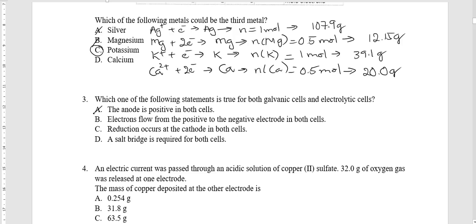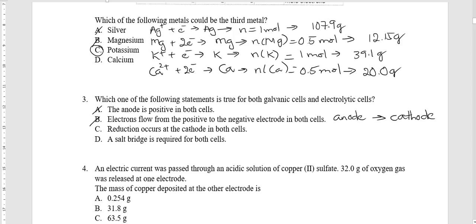That's definitely wrong. The anode is positive only in electrolytic cells, and it is negative in galvanic cells. Electrons flow from the positive to the negative electrode in both cells. This is not true either. Electrons always flow from the anode to the cathode, but since the polarities of these electrodes change between the two types of cell, you cannot say that the same polarities hold. So B is wrong.